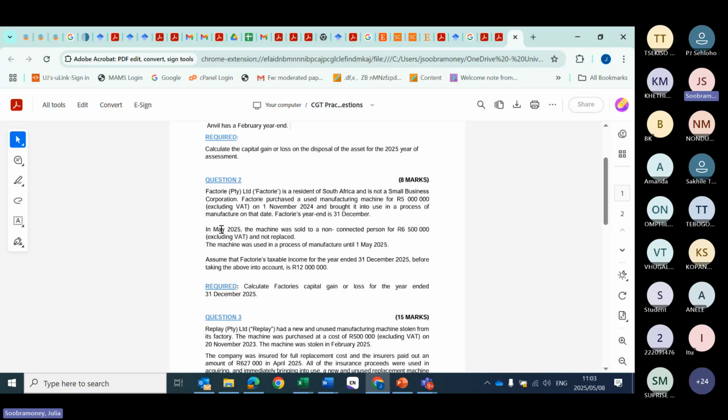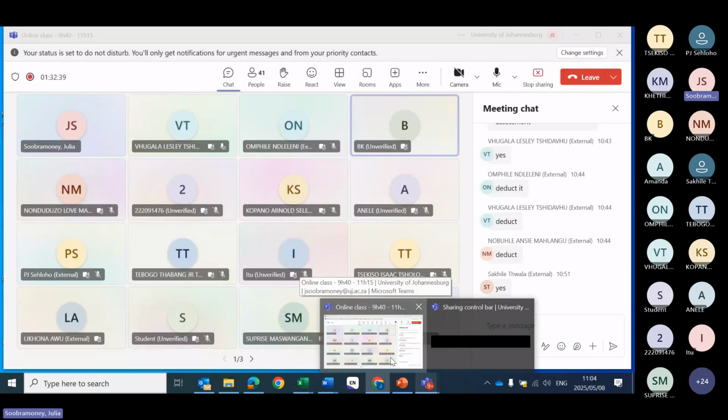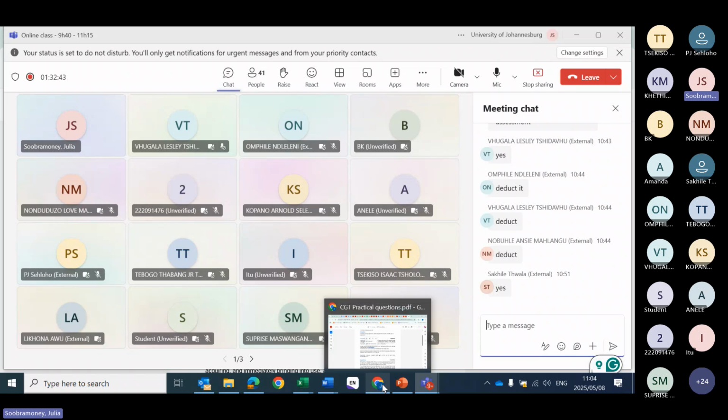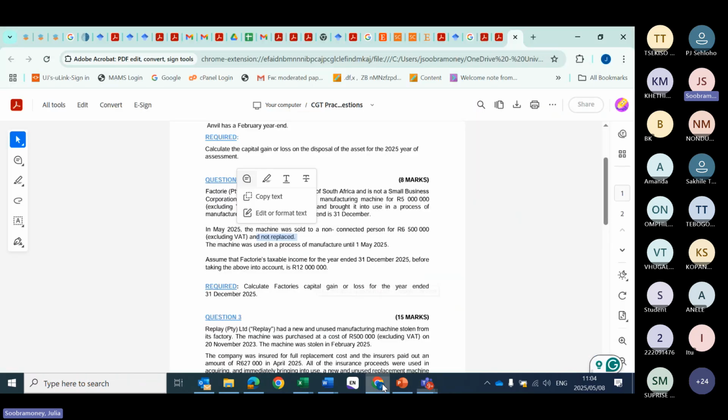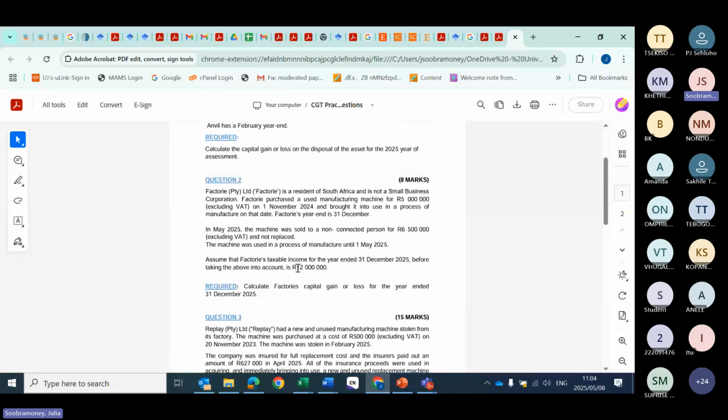So what does that mean, students? Not replaced. What are you going to ignore? Are you going to defer the recoupment and the gain? Yes or no? It was not replaced. Yes or no? No, thank you. The machine was used in the process of manufacturing. Assume that Factory's taxable income for the year end before taking the above was 12 million rand. So we're going to start our calculation with 12.